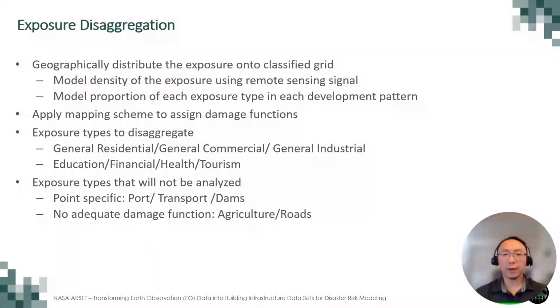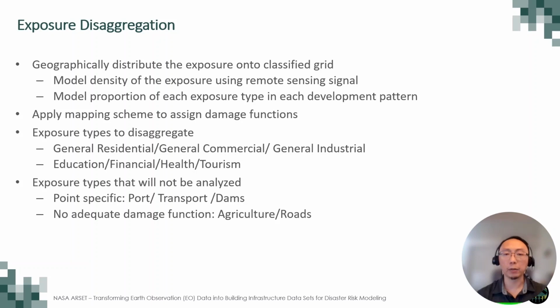So with the grids classified, we did the exposure disaggregation. Here by disaggregation, we mean to geographically distribute the exposure onto these grids. Okay? And the data that we got from Ernst Young, the original exposure data, those were aggregated at the admin level. So here we use the remote sensing signal for each of these classified grids, and we distributed that geographically proportionally. And then we also vary the proportion depending on the different development patterns.